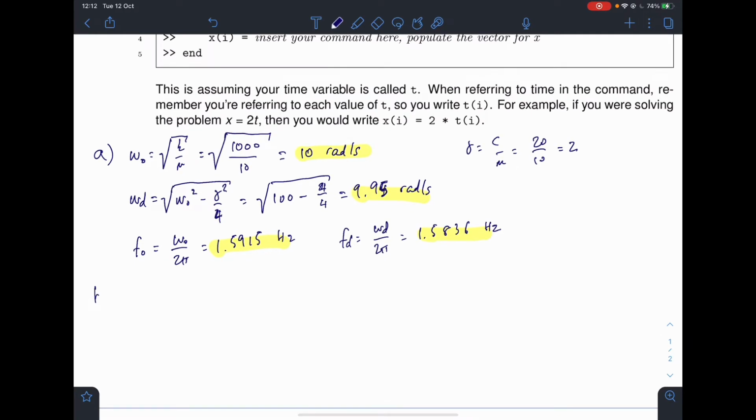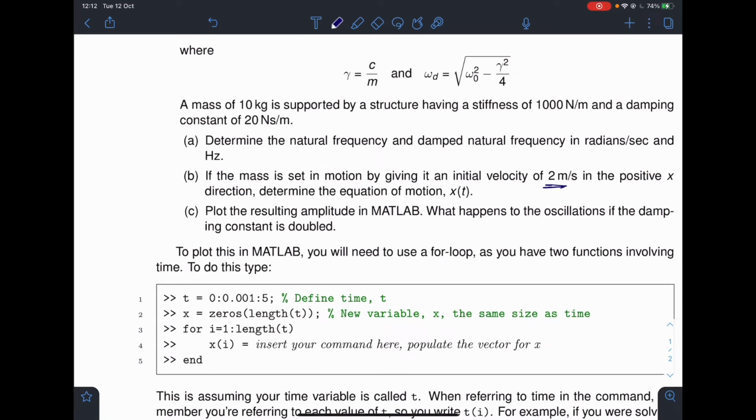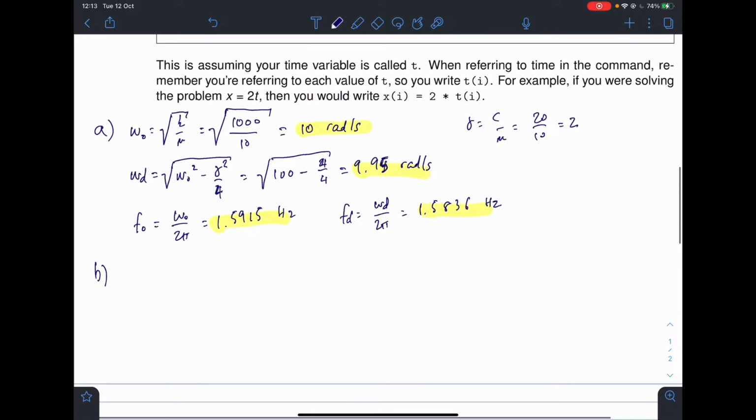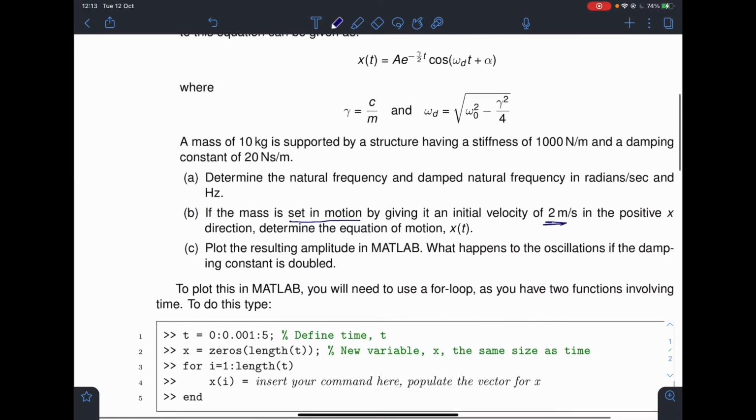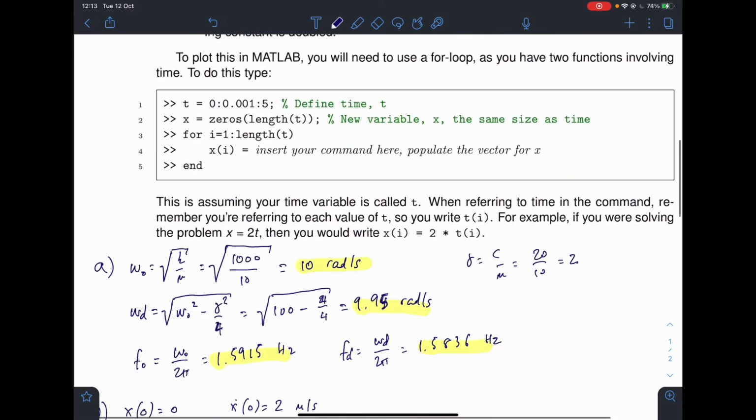For part B, we've been given an initial velocity of 2 meters per second, and it's set in motion by that velocity. From that we can work out our initial conditions: x of 0, which is our displacement, is 0, and x dot of 0 is 2 meters per second. We've got two unknowns in our equation, A and alpha, so we need two equations to solve for them. Since we've got two initial conditions, we can find those two equations.